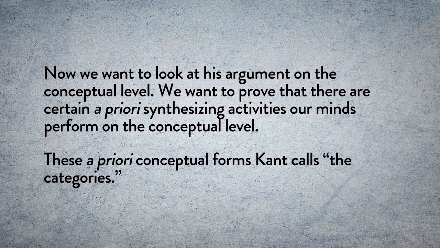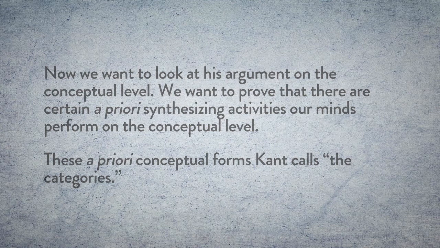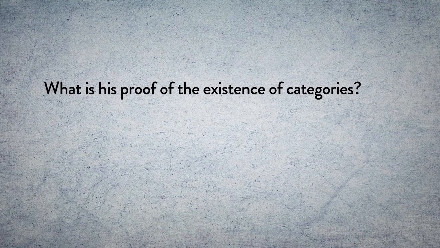These a priori conceptual forms Kant calls the categories. And so you actually have two terms for space and time, which operate on the perceptual level. He doesn't call space and time categories. He calls them forms of sensibility. But the a priori concepts contributed by the understanding, he calls the categories. And what we want to know is, what is his proof of the existence of categories?